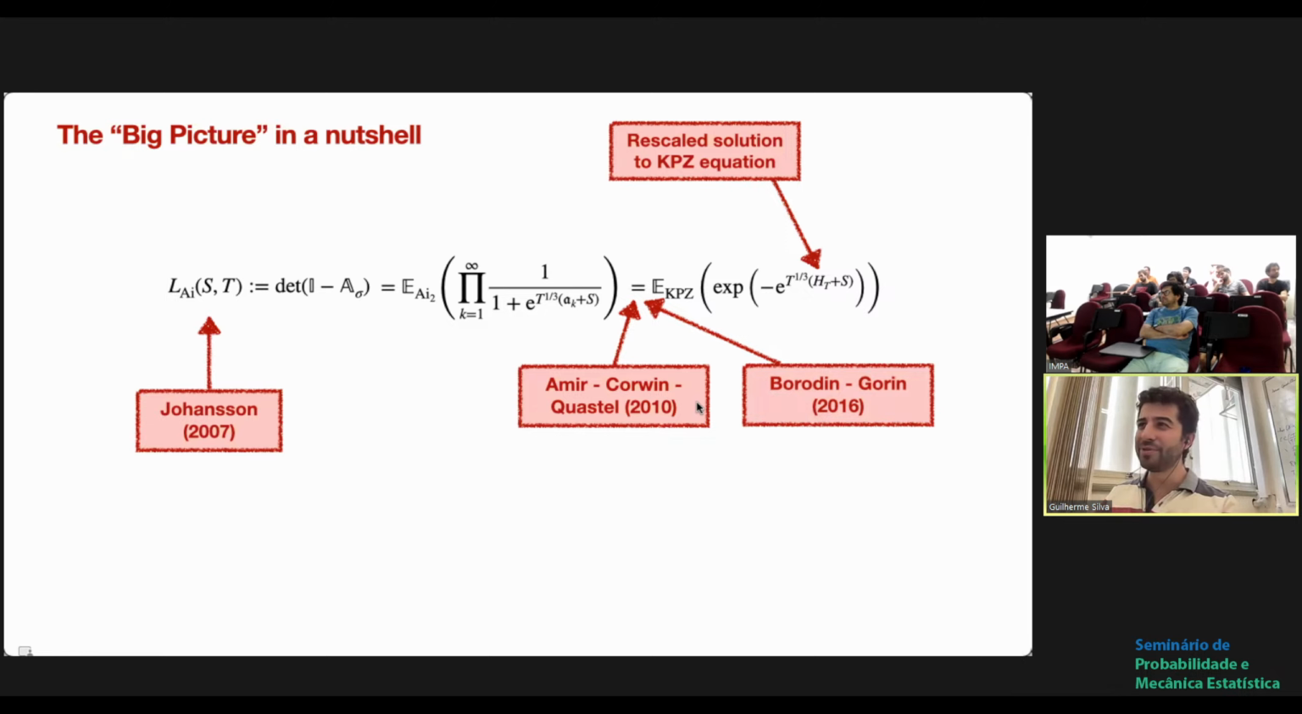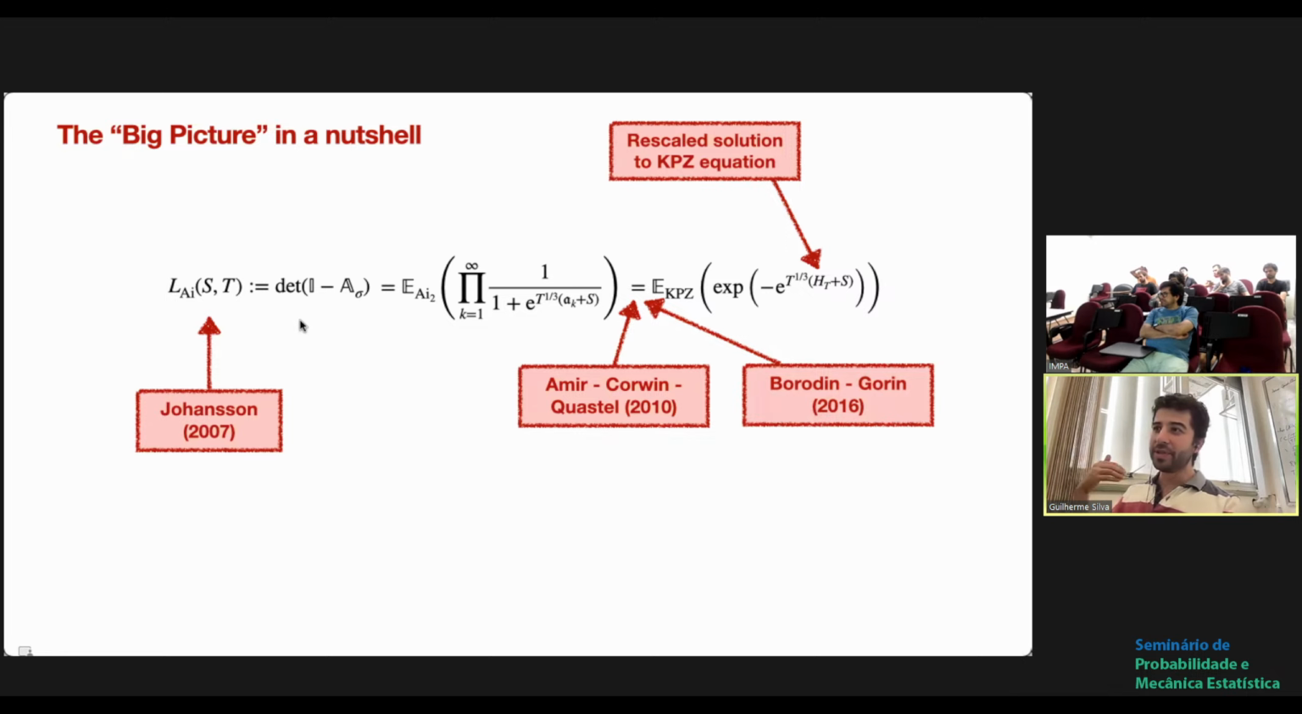But almost soon later, they really realized that, and this was written down explicitly in a very short paper by Alexei Borodin and Vadim Gorin in 2016. Right? In other words, they had this identity. Amir, Corwin and Quastel did have this identity. They just didn't realize that it corresponded to a certain quantity in the Airy two-point process, and those two guys did realize and wrote it down, right?